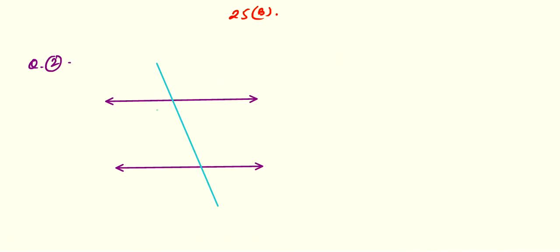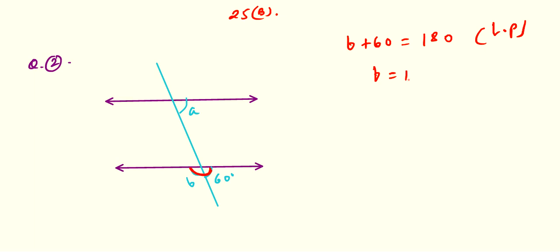Second question, this is A, this is 60 degree, and this is your B. So again the same reason, linear pair. So this B and 60, these two are making linear pair. So first write B plus 60 equals to 180. The reason is linear pair. So now B equals to 180 minus 60 degree. So B equals to 120 degree. So we got here value of B 120 degree.